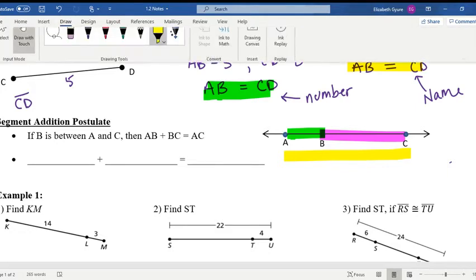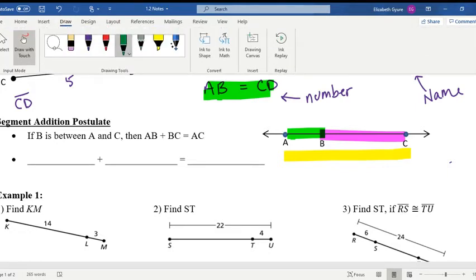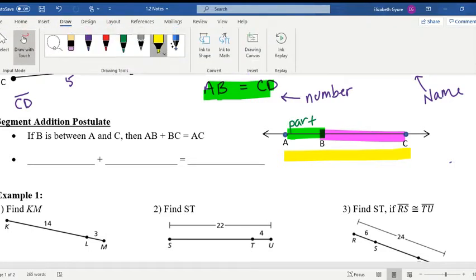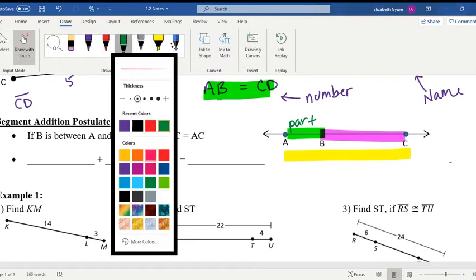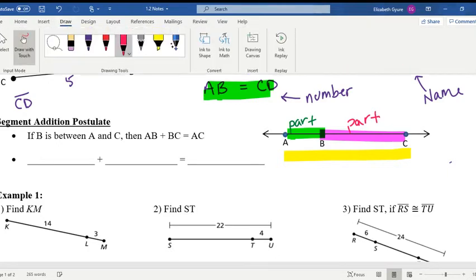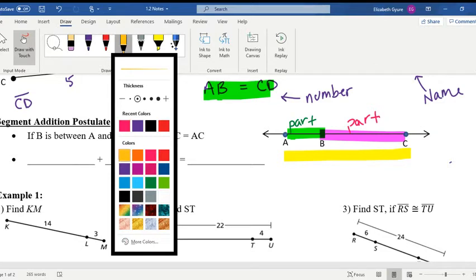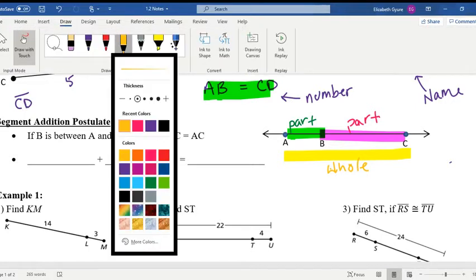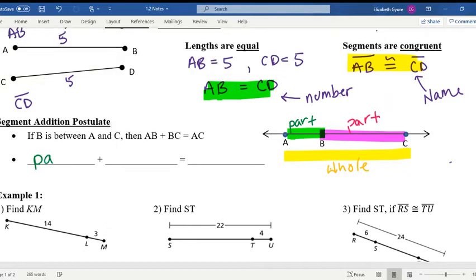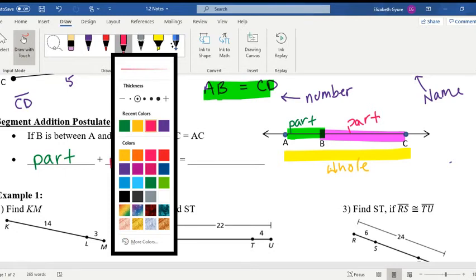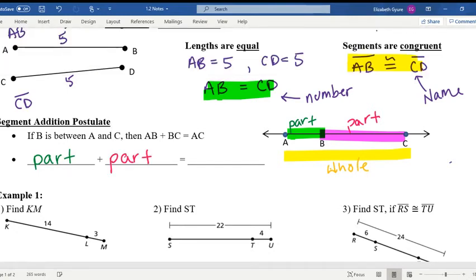So what this postulate tells you is if you take this part plus this part, it's going to give you the whole measurement. A way that I like to refer to this is part plus part equals whole.